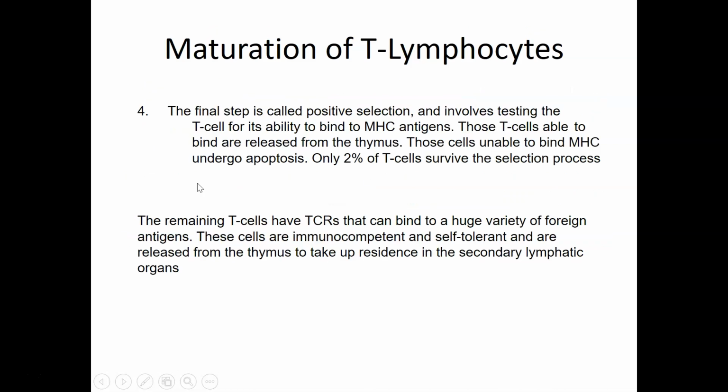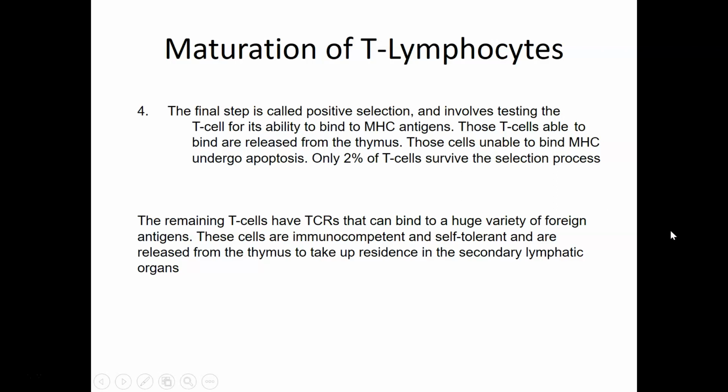Finally, T cells undergo positive selection, and this positive selection is to ensure that the T cell is able to bind to MHC antigens. There are cells in the thymus that display these MHC antigens to maturing T cells, and if the T cells pass that test, bind to MHC, then they are released from the thymus. If they don't, they are killed. This is a pretty tough process; the vast majority of T cells do not survive it.